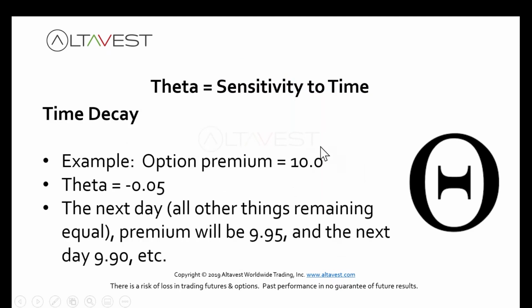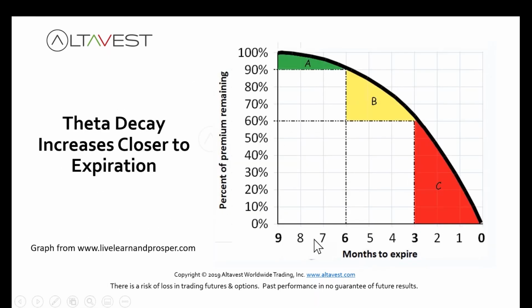So if an option's at 10 points, theta is negative 0.05, the next day the premium would be 9.95, and after that 9.90, and so on and so forth. So that's what that means. We're talking about theta decay. That's what it looks like. You approach time zero, and the value of that option premium starts to really, really drop due to time decay, all other things remaining equal.